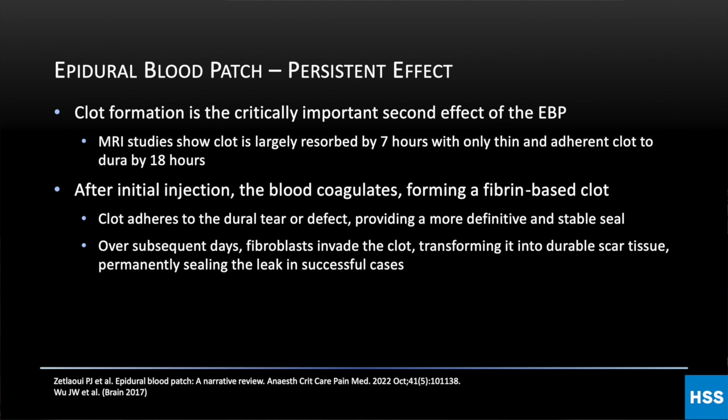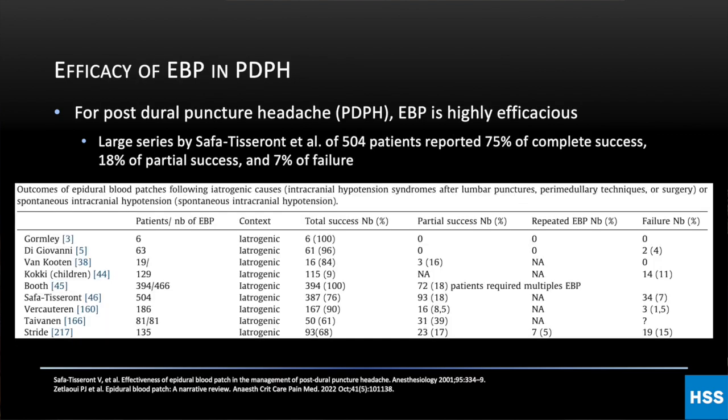The persistent effect of a patch is from clot formation. So that mass, that clot that gives mass effect on the thecal sac, has been shown on MR to resorb pretty rapidly, but you'll get a thin adherent clot to the dura that persists for some time. After the injection, the blood coagulates, and you have fibroblasts that invade the clot, transforming it into a durable scar and sealing the leak when successful.